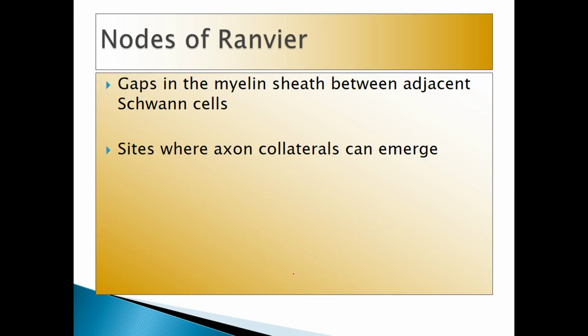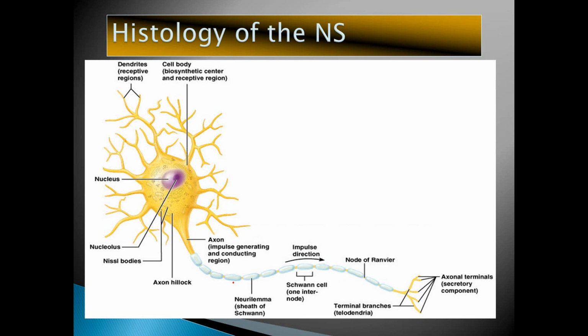Now, what we see is that there are going to be gaps between Schwann cells, that myelin sheath, and they're called nodes of Ranvier. And remember what axon collaterals are. They are branches. So if a branch is going to happen, it kind of makes sense that it's going to happen at these nodes of Ranvier. See, these nodes of Ranvier are these gaps. So the myelin sheath, one Schwann cell does not completely touch another one. There's going to be this gap, and that's a node of Ranvier. And if an axon collateral is going to happen, that's where it would occur.